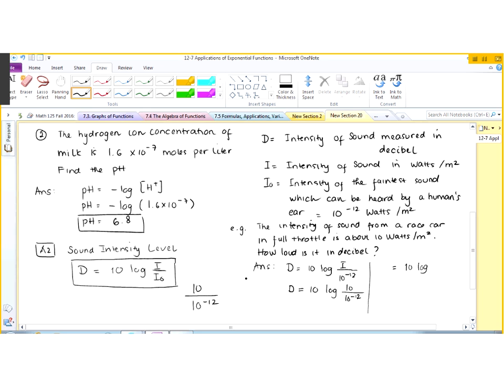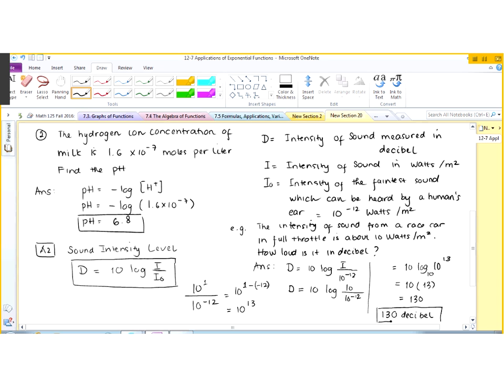Come on, you guys know this. Do they have the same base? Yes. What do you do to their exponent? You subtract, right? 10 to the first power, minus negative 12. So this is 10 to the 13. All right. What is log 10 to the 13? This is the log cancellation property. You could use a calculator, but this one you don't have to. This is 13. So the answer is 130. What is the unit? 130 decibel.